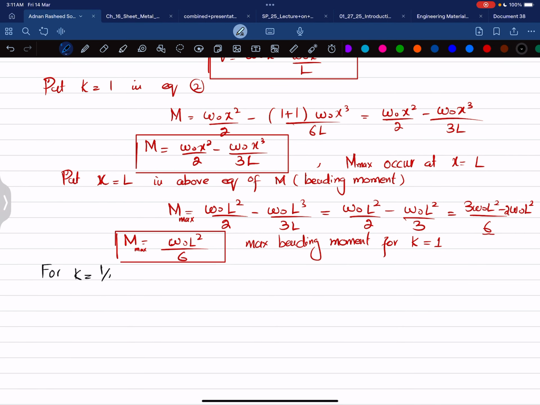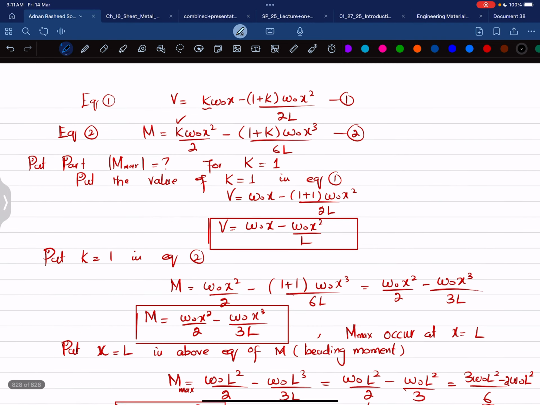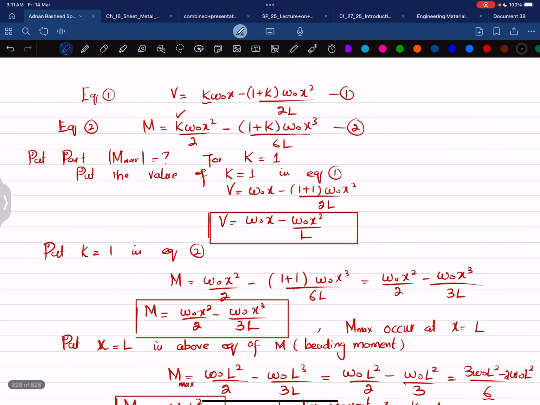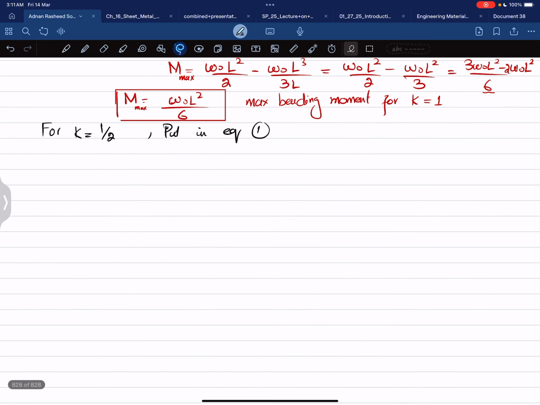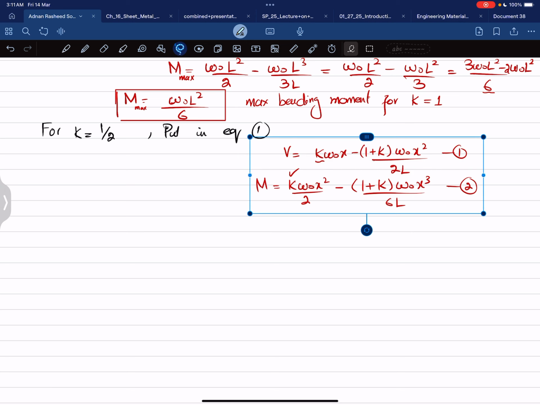1 over 2. So put in equation number 1. So which is equation number 1? This one. So I will copy it below so that it should be visible to me as well as to you people. So let's copy it and paste it over here. Okay, we will resize them.